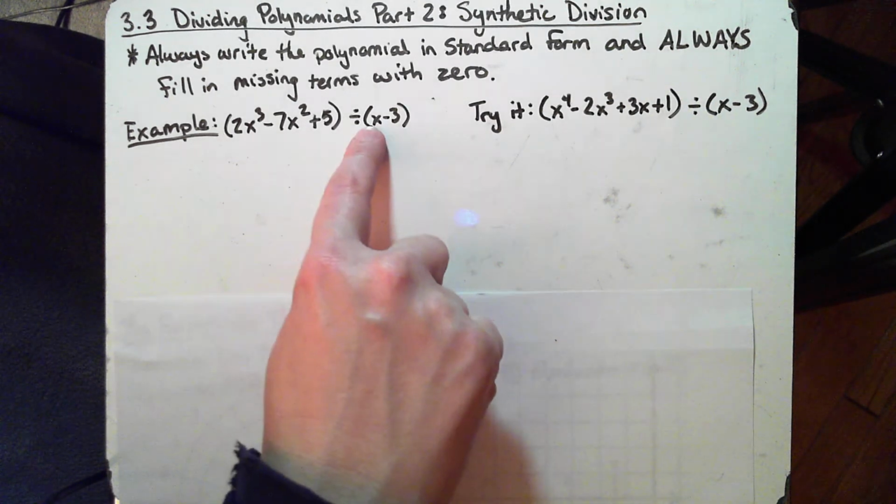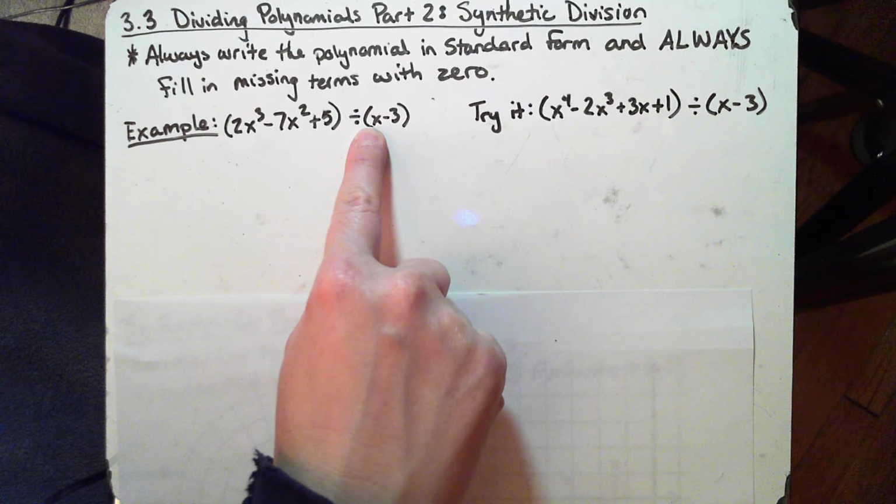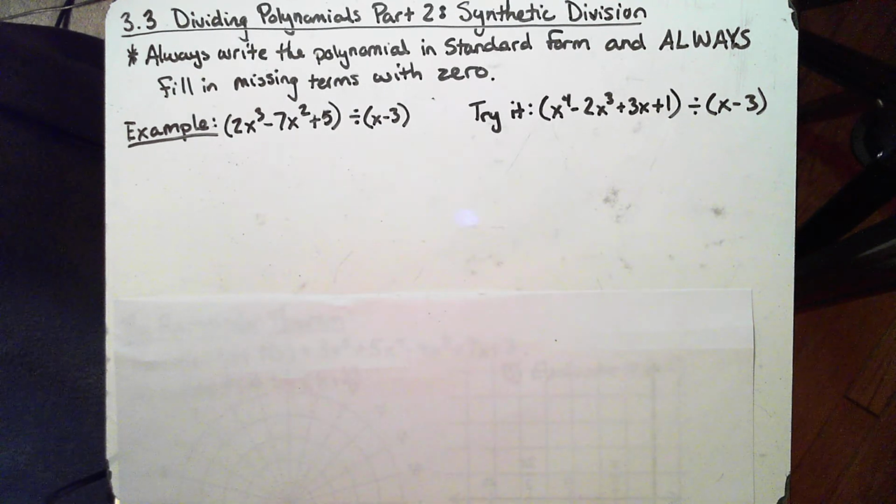There is no coefficient on the x. So that's really the only time you're allowed to use it. So it's very limited in its uses, but it is much, much faster and easier than long division. So it has its positive values and its negative values. So let me show you the process.